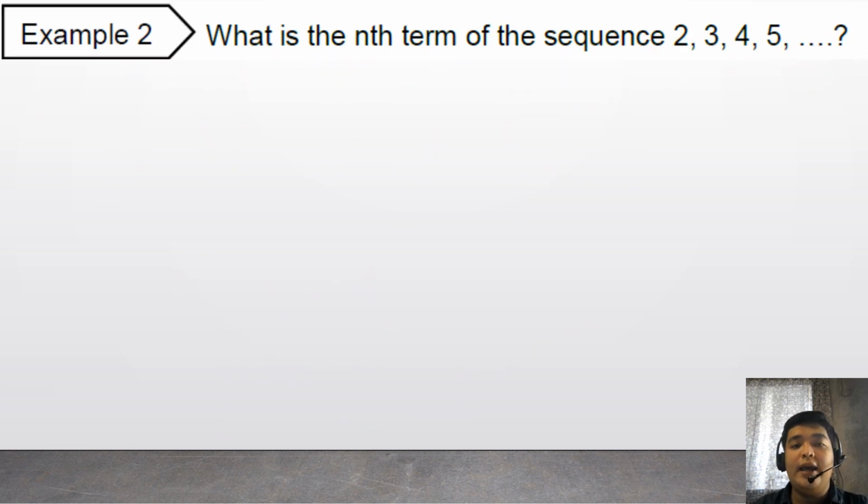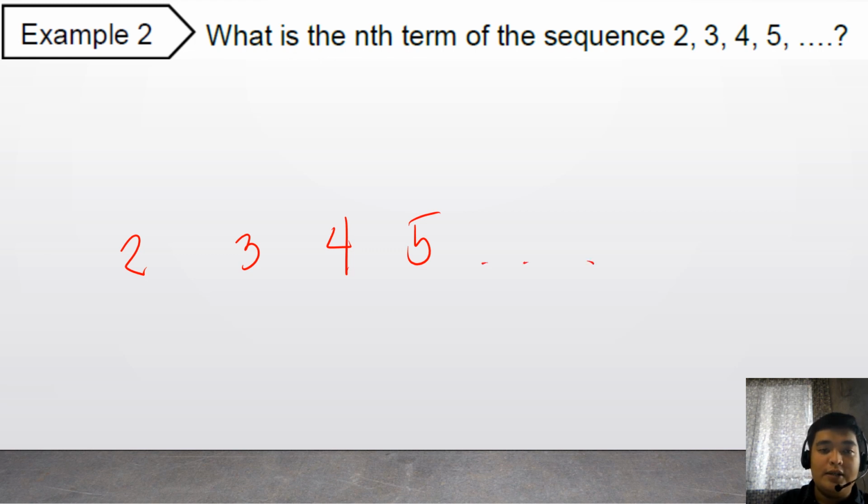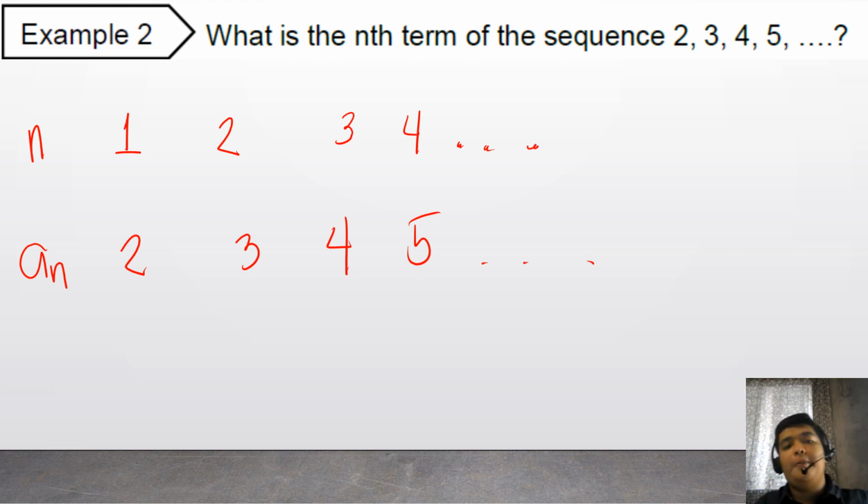Example 2. What is the nth term of the sequence 2, 3, 4, 5, and so on? So the same with example 1, our terms are 2, 3, 4, 5, and so on. This is our a sub n. Our n is, of course, we'll start with 1, 2, 3, 4, and so on. So you observe from here, from our n, how we get our a sub n. Given that n is 1, how do we get 2? That is just 1 plus 1. Very good. We're going to get 2.